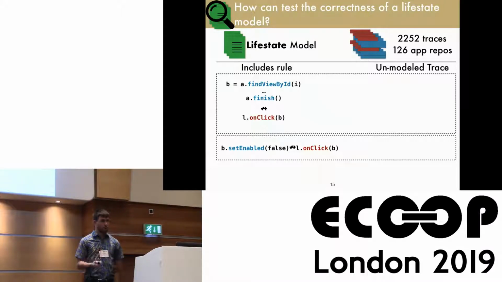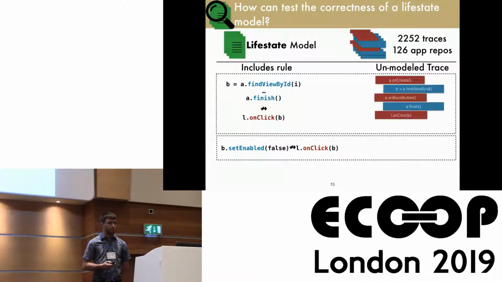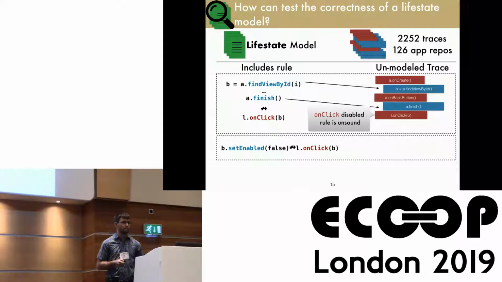So in our experiments, we collected over 2,000 traces that we can check this behavior on. And what we find is that there are traces that are direct counterexamples to this specified rule that onClick doesn't occur. We match this findViewById to connect the activity that the finish is invoked on and the button, and then we connect the finish. And so this trace can be from a completely different application, but it shows the same sort of pattern, and it shows that an onClick is possible. So we can say that this rule is unsound.